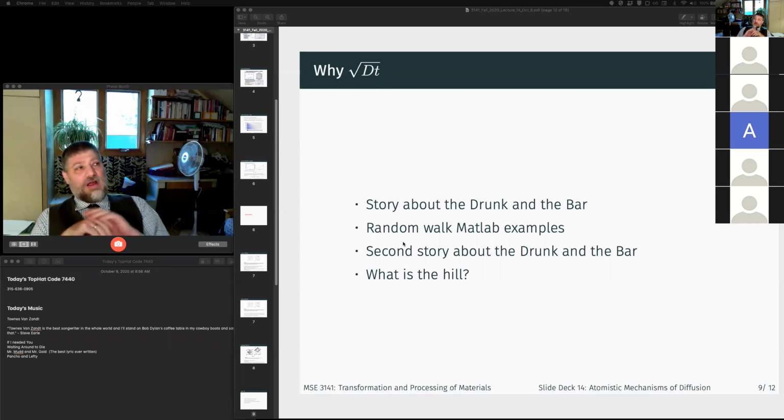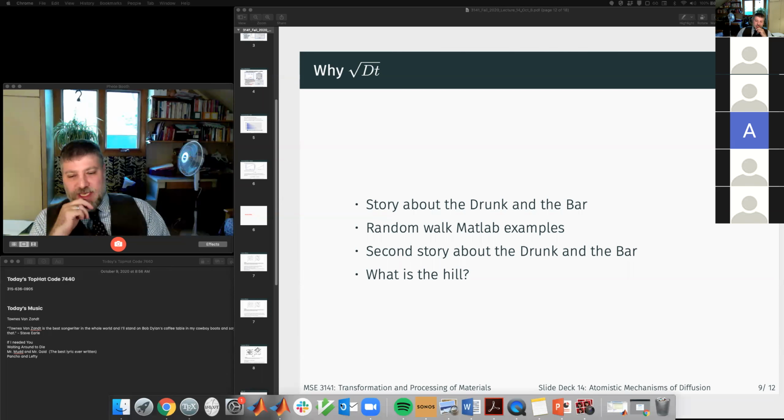Where you can still have backwards and forwards jumps, but now our jumps are more likely to go in one direction than another. So all the drunks end up at the bottom of the hill. And so the question now is, what is that hill? What is that actual driving force?